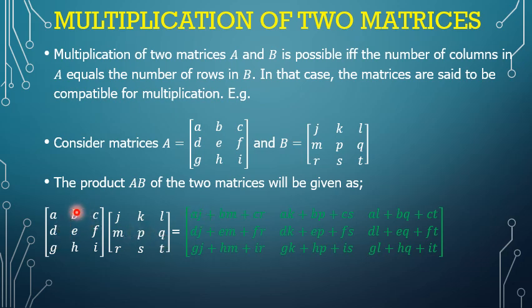We go now for the second row. For the second row, we use the second row of matrix A. That will be d times j. Now we come back to the first column of matrix B. It will be d times j, you get DJ, plus e times m, you get EM, plus f times r, you get FR. Also for the second column, we use the second row of matrix A times the second column of matrix B. That will be d times k, you get DK, plus e times p, you get EP, plus f times s, you get FS.